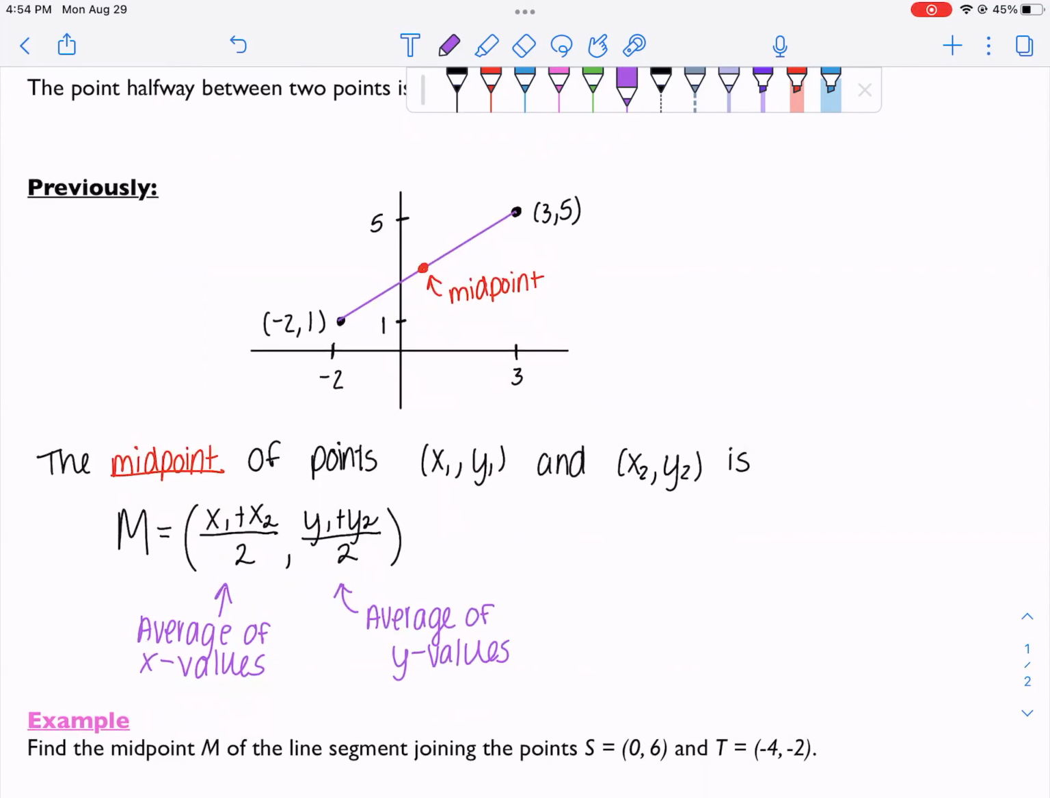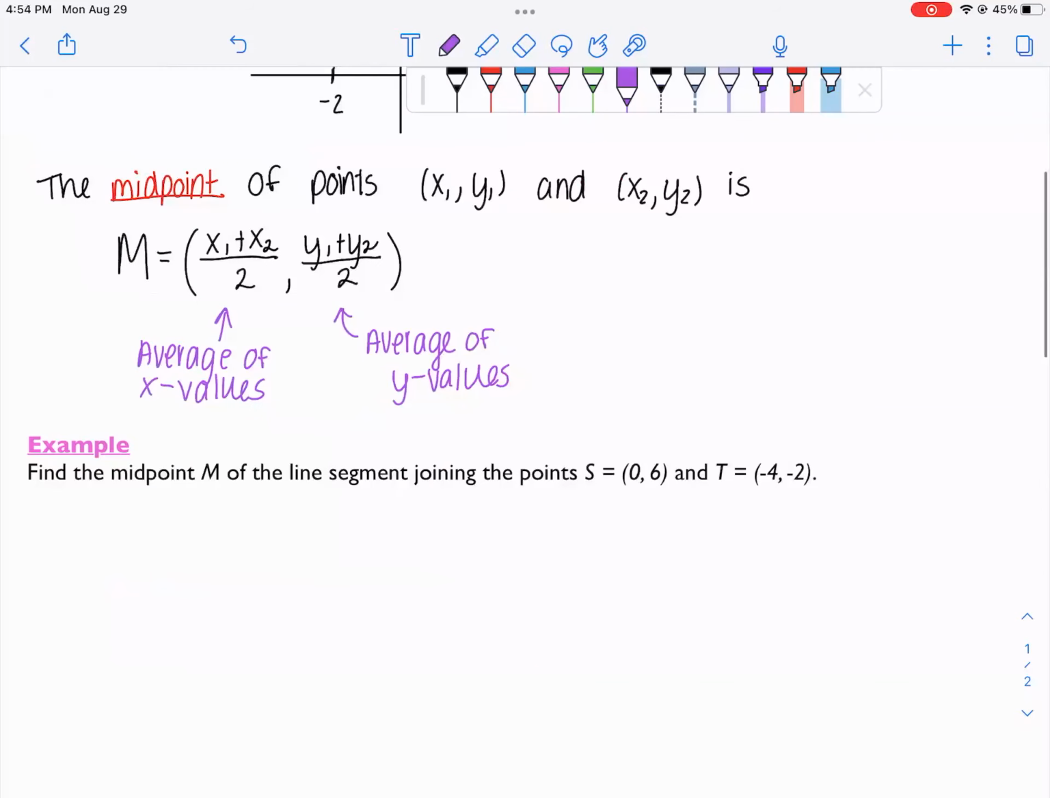Let's go ahead and do an example. It'll be nice and fast. So find the midpoint M of the line segment joining the points S equals (0, 6) and T equals (-4, -2). Now the names of those points really don't matter. This problem is telling me that we're naming the midpoint M, which is just convention anyway.